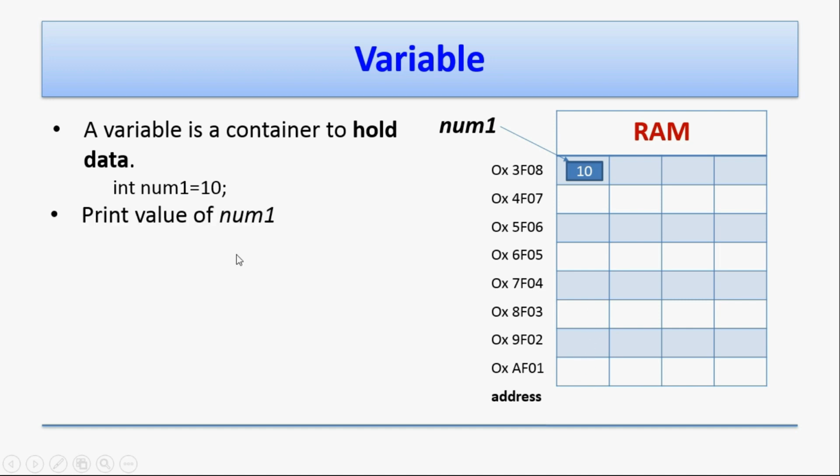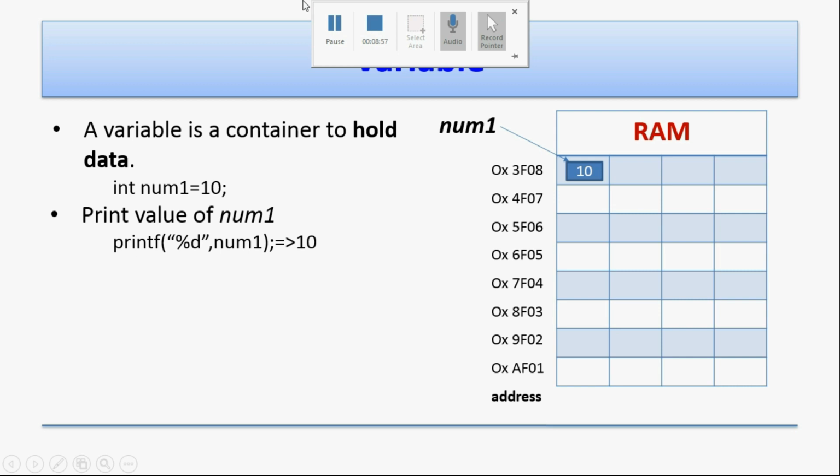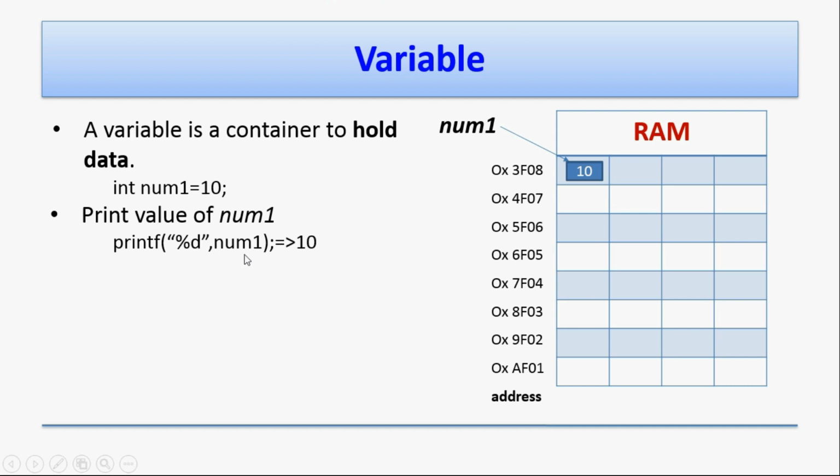So if you want to print the value of variable num1, this is how we print it. In a C program there's a command called printf, so we can use that printf command. Since num1 is a decimal number, here we can use the format %d. So %d and a comma, then the variable name, then it will print the relevant value, right?